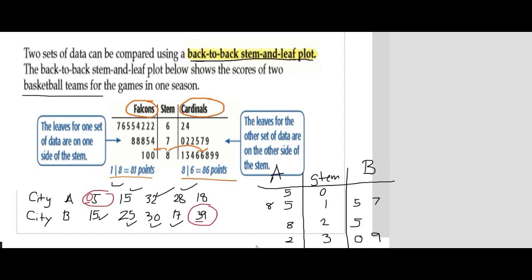You can add a line here, and don't forget to write the key. The key for city A: when it's 5/0, that means this is equal to 5, not equal to 50. You can also write it at the bottom; I wrote it at the side. You can add more, so you could write 8/1. This is 18 and not 81. So be careful.